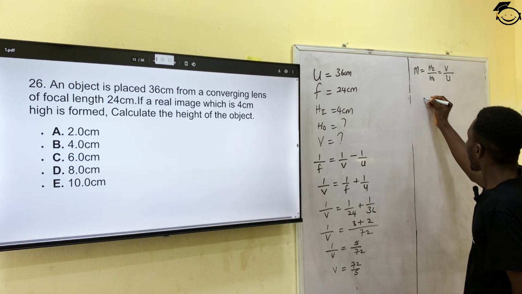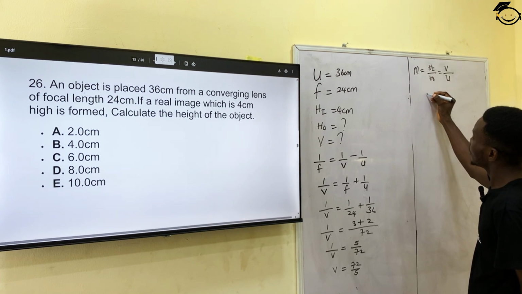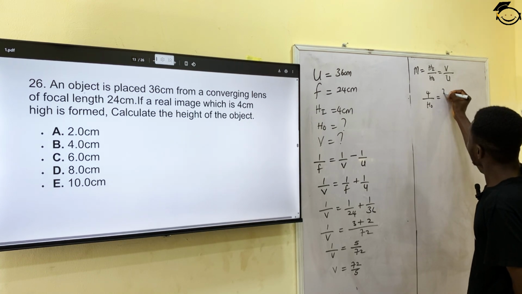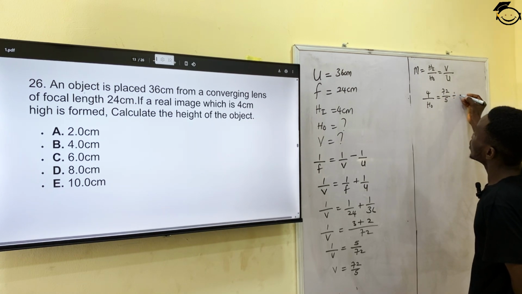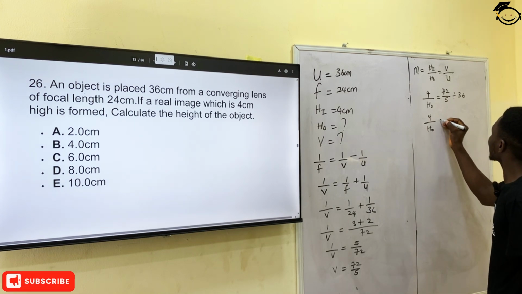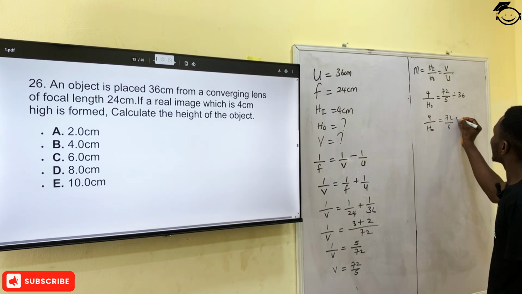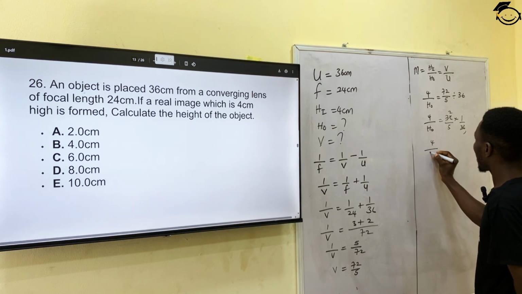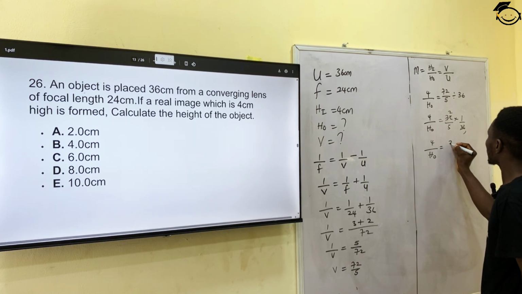And that would mean that I have my image height, which is 4, over object height, which I do not know, is equal to my image distance, which is 72 over 5, over my object distance, which is 36. So this will give me 4 over object height is equal to 72 over 5 times 1 over 36. So this will cancel this and I'll have 2. So I have 4 over object height is equal to 2 over 5.